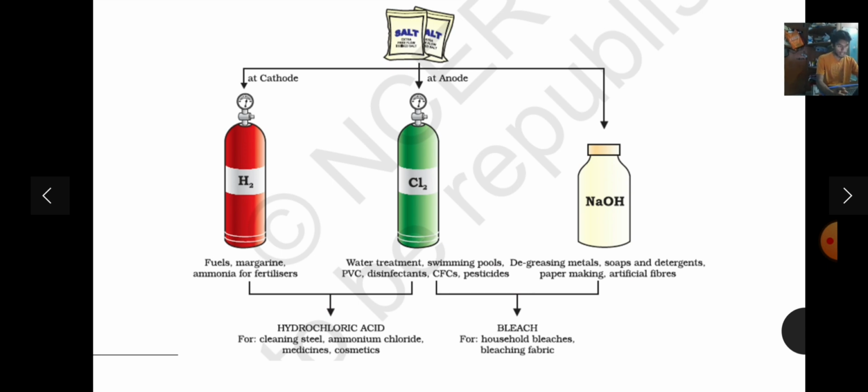When we combine hydrogen gas and chlorine gas, we get hydrochloric acid. This hydrochloric acid is used for cleaning steel, for forming ammonium chloride, in many medicine manufacturing and cosmetics manufacturing. When we combine chlorine gas and sodium hydroxide, we get bleach, which is used in laundries extensively.